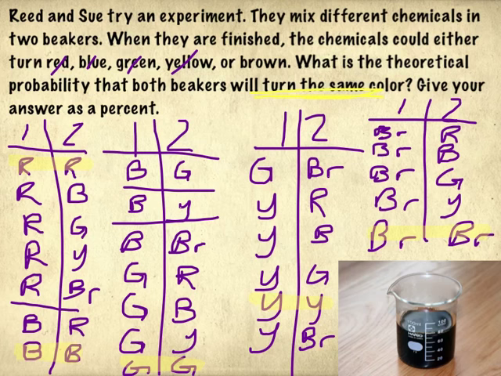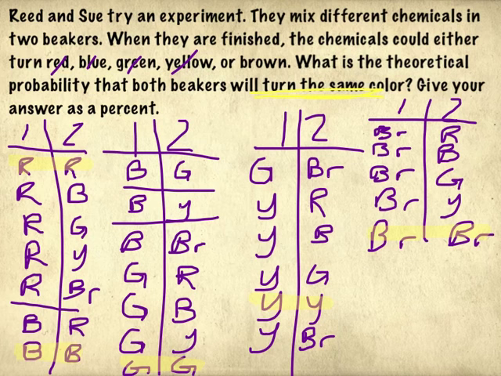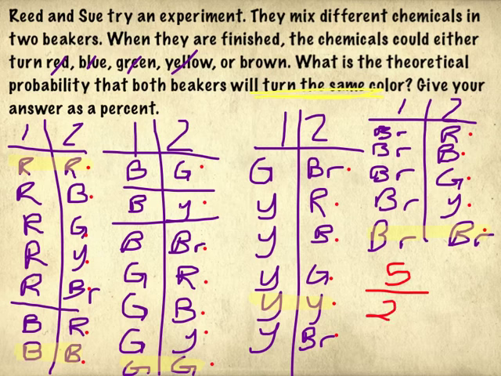I need some more room here. I'm going to get rid of this picture. So the outcomes were 5 out of, how many total outcomes did I have? I had 1, 2, 3, 4, 5, 6, 7, 8, 9, 10, 11, 12, 13, 14, 15, 16, 17, 18, 19, 20, 21, 22, 23, 24, 25. So the theoretical probability that both beakers will turn the same color is 5 out of 25.